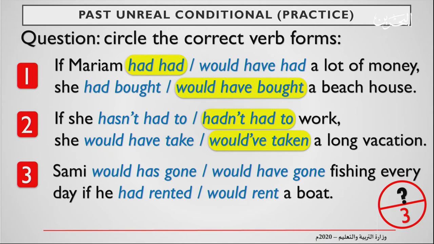Third one: Sami would has gone or would have gone fishing every day if he had rented or would rent a boat. 5 seconds. Let's check the answer now. For the first one, Sami would have gone fishing every day if he had rented a boat. Now give yourself a mark of three and let's carry on.